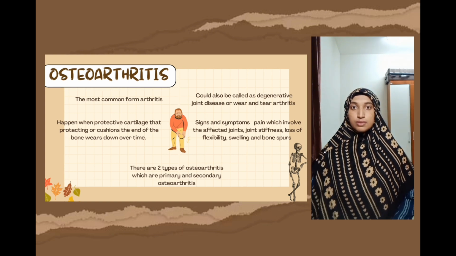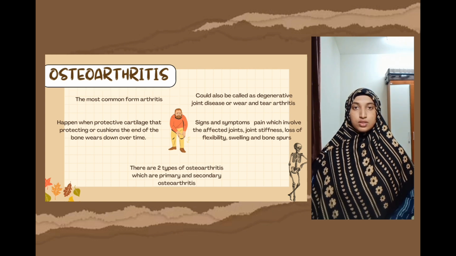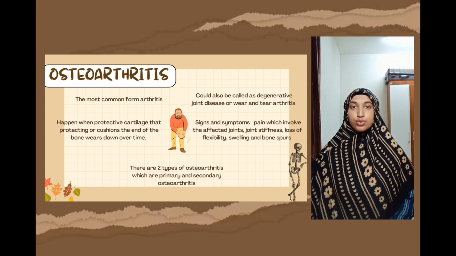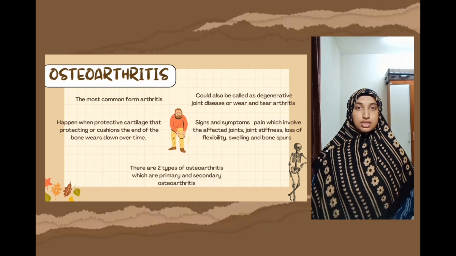There are also two types of osteoarthritis. The first one is primary osteoarthritis, which happens without any specific reason, such as genetic or environmental factors. The second is secondary osteoarthritis, which happens due to injuries, disease, or infection.